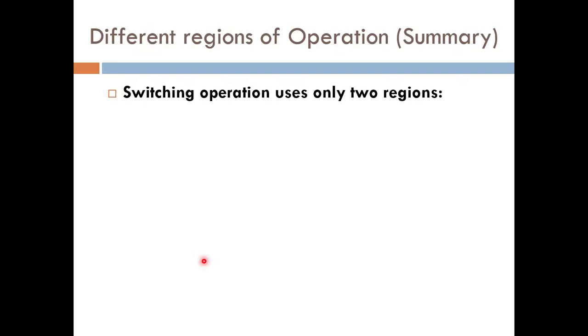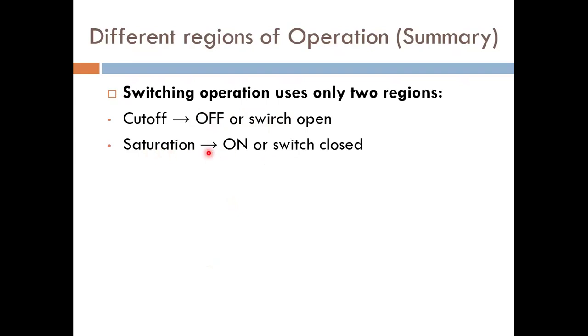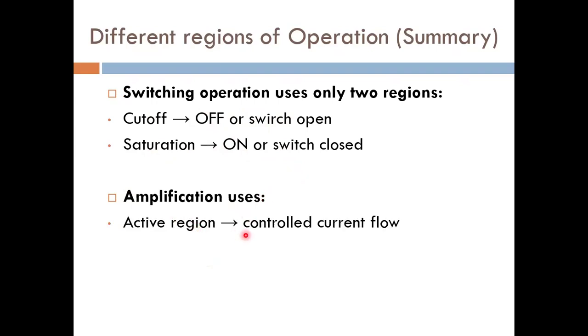And again, we can summarize still. So switching operation uses two regions, that is cut off, in which it acts as off or switch open. And similarly, in saturation, it's on or switch closed. Amplification uses active region, in which there is a controlled current flow, which is controlled with the help of the base current.